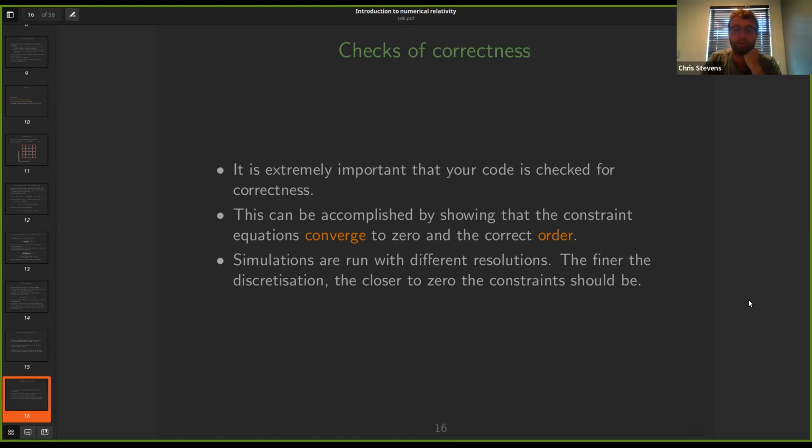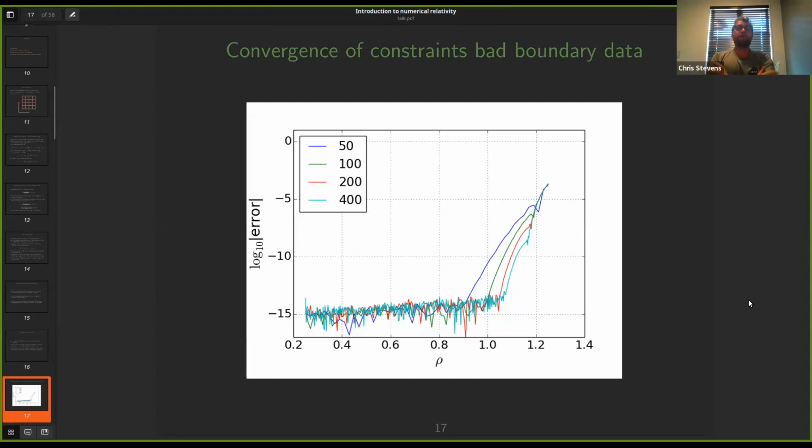So that's what you'll be doing in your lab this afternoon, or very shortly. I really like to use this as an example. This is something that I did during my PhD with Jörg.